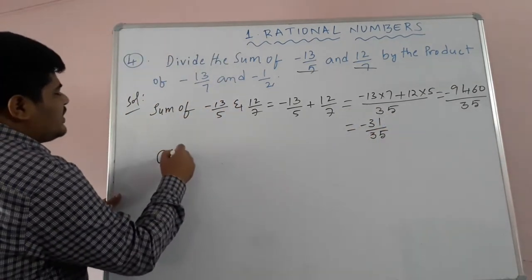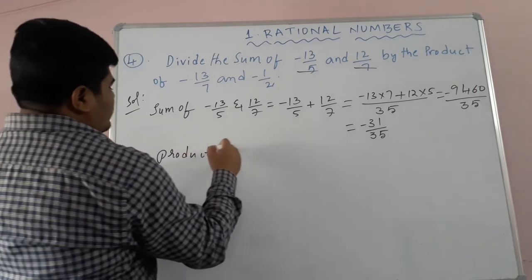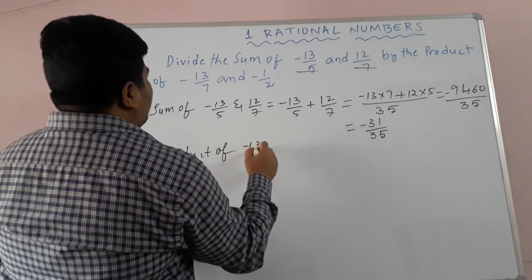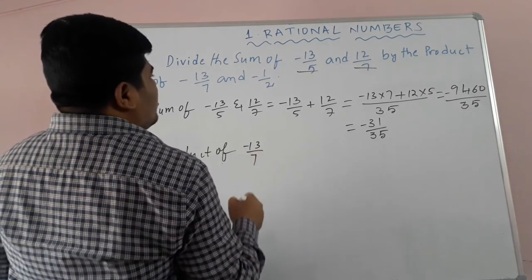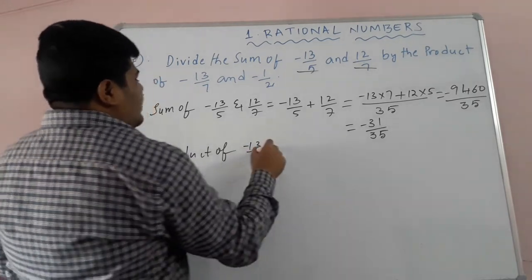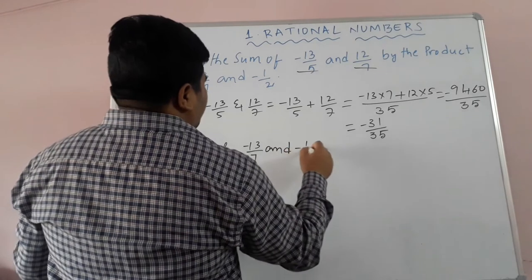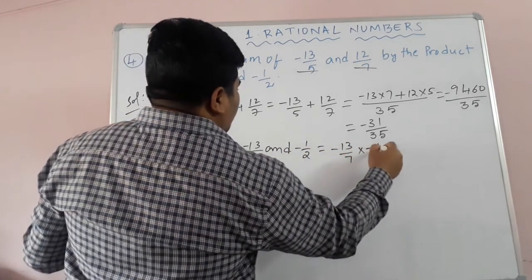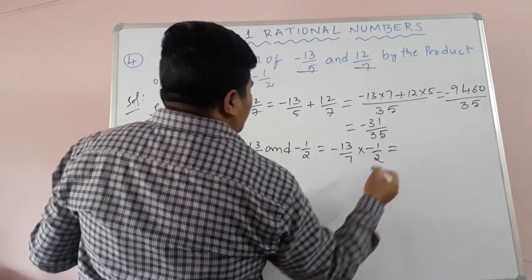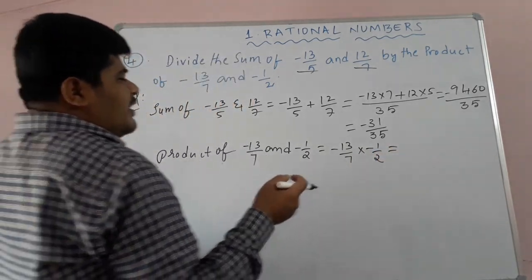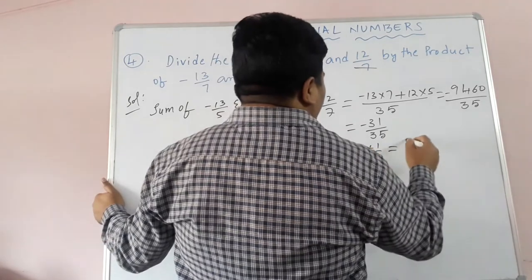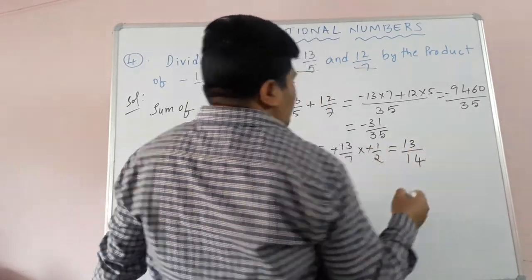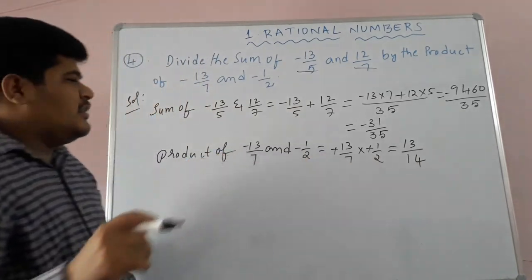Okay. Now the product. We need to find the product of minus 13 by 7 and minus 1 by 2. So, two negative numbers, children: minus 13 by 7 into minus 1 by 2. Minus into minus is plus. Product of the numerators by product of the denominators. So 13 ones are 13, by 7 twos are 14. Okay, we got 13 by 14 as the product.